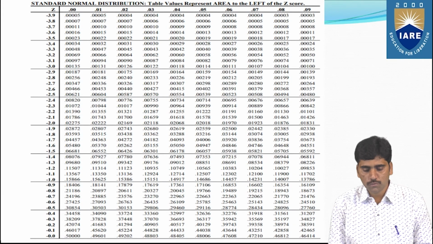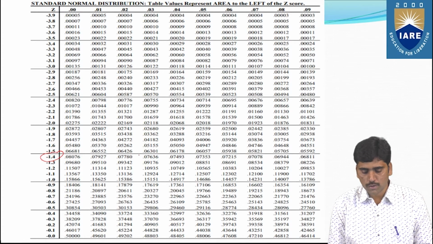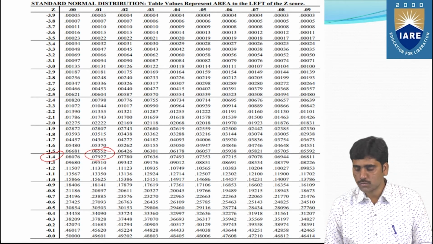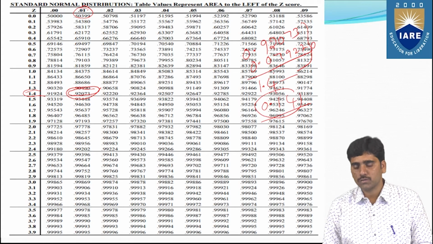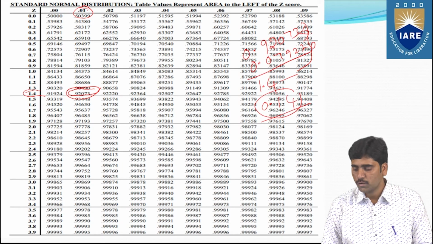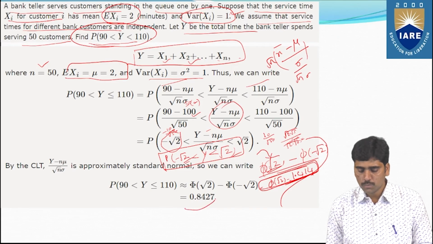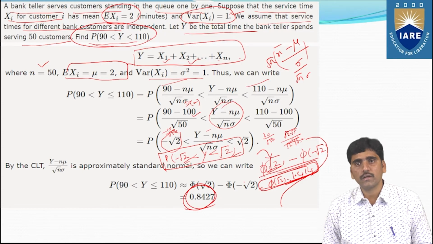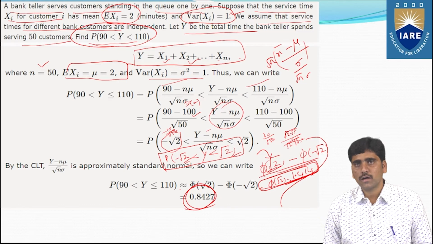So minus 1.414 is what? Minus 1.4 and 0.01. So what is the value? 0.07927. So subtract these two values. Subtract this value from this value. What will you get? We'll get 0.8427. So this is the way we have to find the range of the normal distribution.